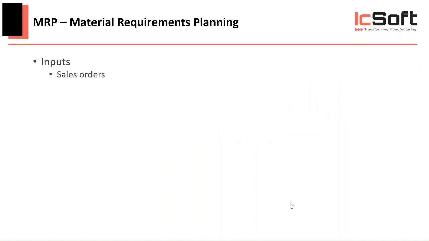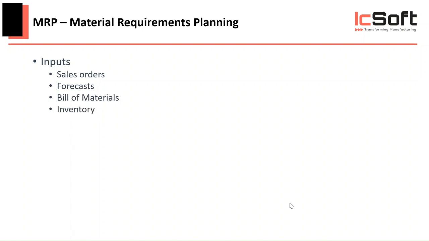The first input is sales orders, which is the source of demand. The next source of demand is forecasts, sales forecasts. The third one is bill of materials. Bill of materials is essentially a list of parts and quantities required to make a finished product, which are arranged according to the processes which are involved stage wise in making a product.